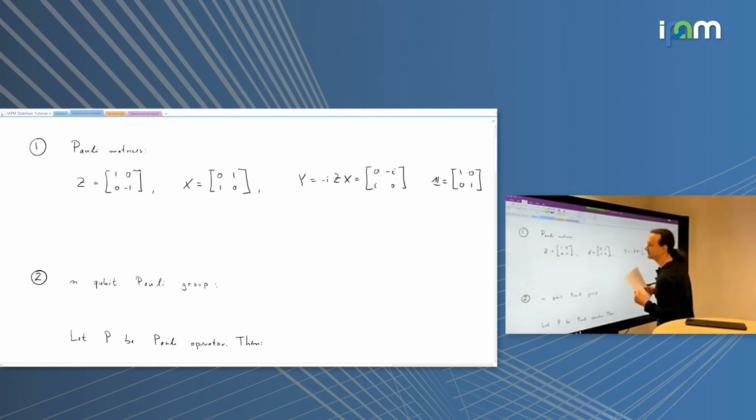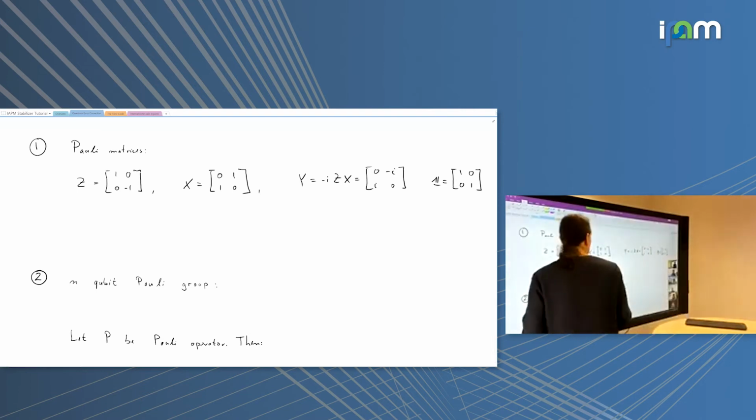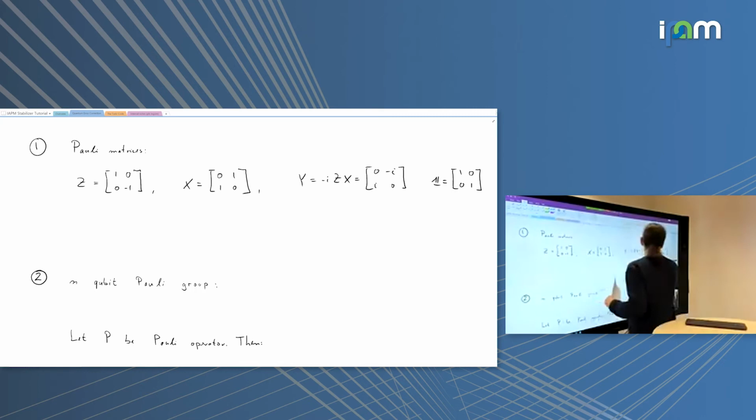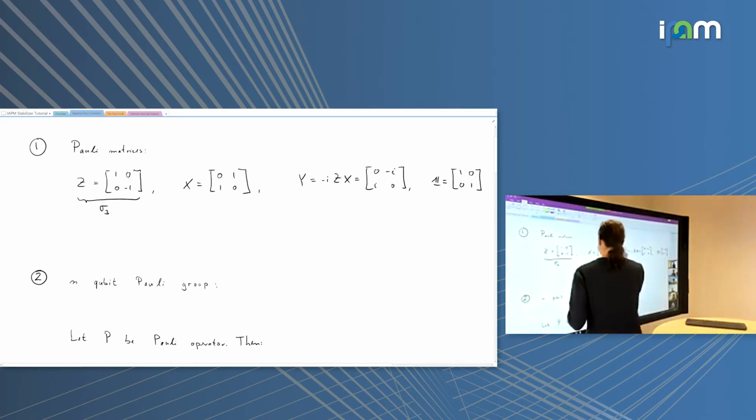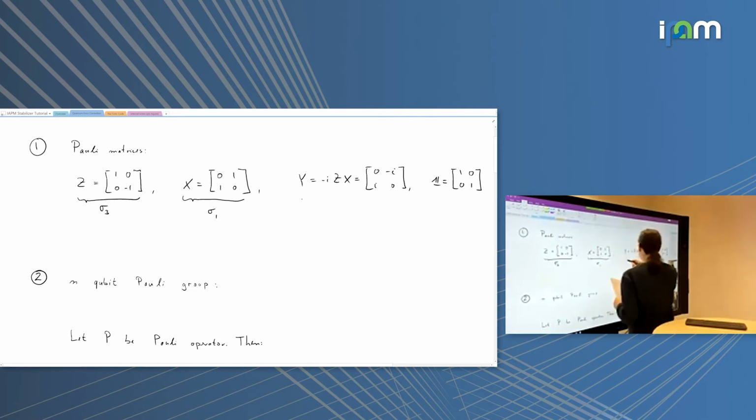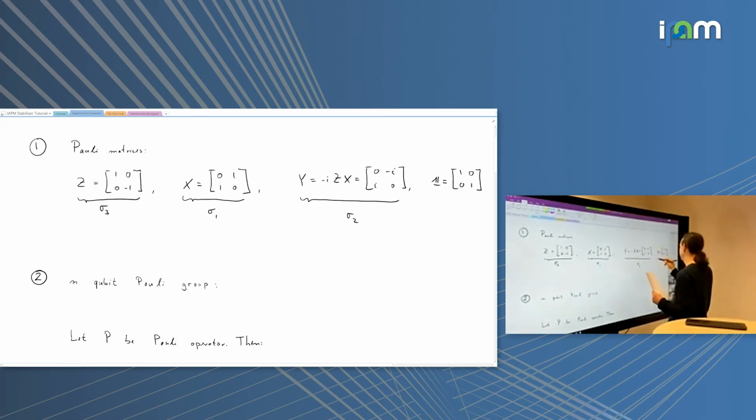These things appear everywhere, in the representation of quaternions or the representation theory of SU2 or whatnot, the quantum mechanical description of spin. You've probably seen them before. Let's introduce more notation. This one we call sigma 3 because Z is the third coordinate, X is the first coordinate, so that's sigma 1. Y is also called sigma 2. And the identity we call sigma 0. So now we have 4 matrices, sigma 0 to sigma 3.